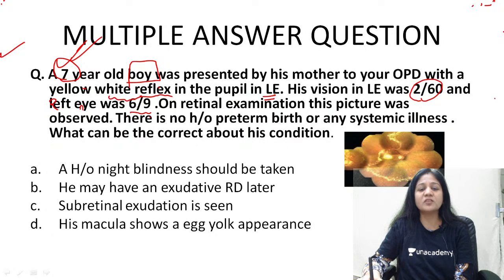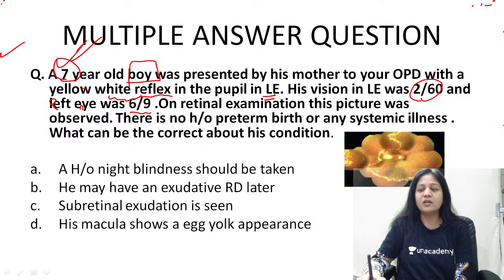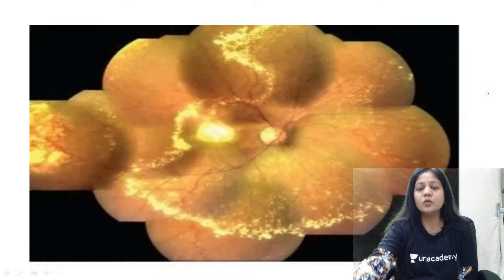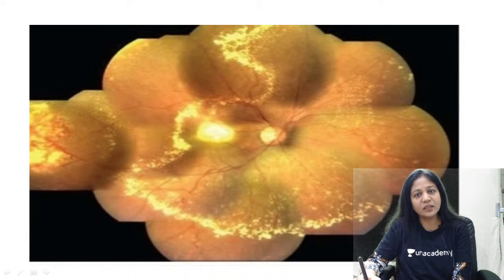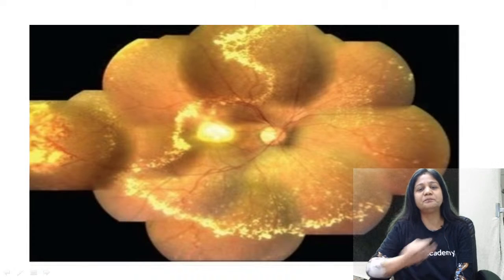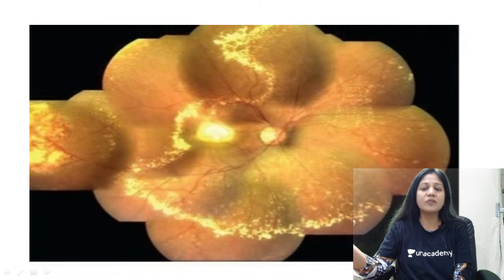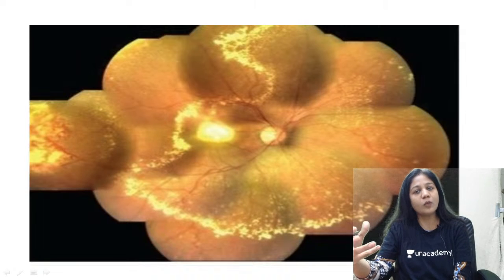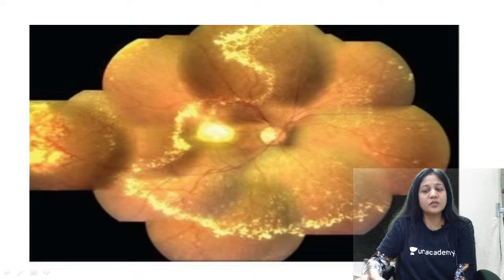Now on retinal examination this picture was observed. There is no history of any preterm birth or any other systemic illness. Now what can be correct about his condition? So this is a small picture which I have given you, and this is a magnified view. By looking at the picture, can you tell me what are the findings here? This is a pan-retinal picture. You have a huge view of retina, a magnified one, where almost all the quadrants of retina are being shown to you. So just by looking at that, first of all, I'm sure that you know how to see a retinal picture.